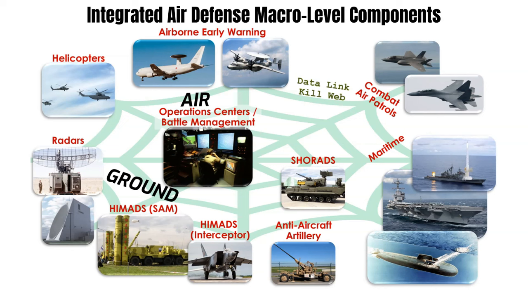In regards to IADS operations, these CAPs can be Offensive Counter-Air Operations, OCA, where aircraft go into enemy airspace, set up a CAP, and hunt down enemy aircraft. Or they can be Defensive Counter-Air Operations, DCA, where aircraft set up CAPs either just in front of or behind friendly positions to intercept incoming enemy aircraft.